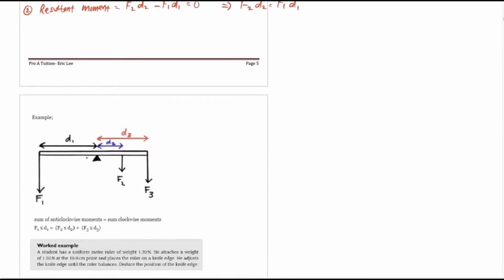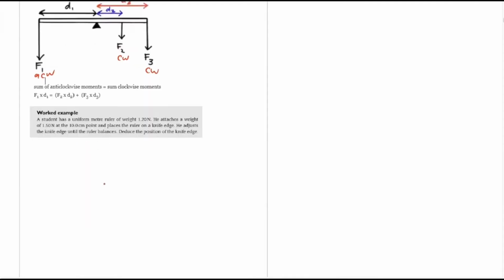So example 2. Sometimes you have more than one clockwise. These two are clockwise. This is anti-clockwise. So basically, it works in a similar way. Then you can see sum of anti-clockwise moments, but we have only one. F1 times D1 is the anti-clockwise moment. Clockwise moment, we have F2 D2, F3 D3. You have to add up. So they are equal. Okay. Now, let's see example.